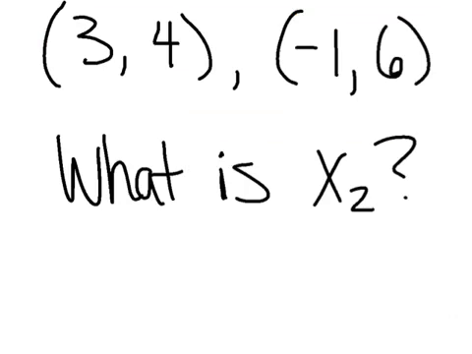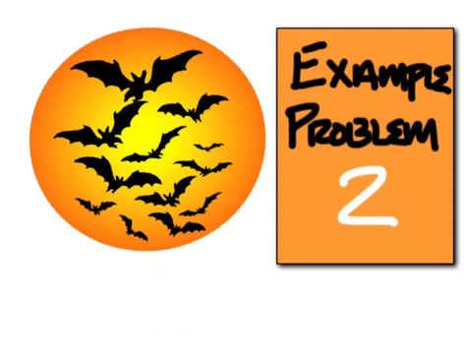Okay, so our walk-by alert. What is x sub 2 for these 2 points? What's our x sub 2 for this? -1. Right, we look at our second point, the x value. Our answer is going to be -1.